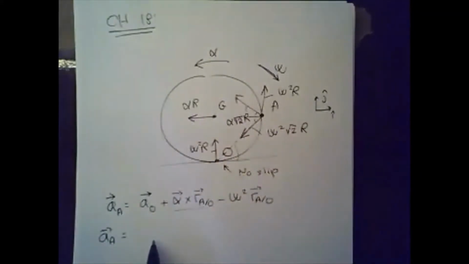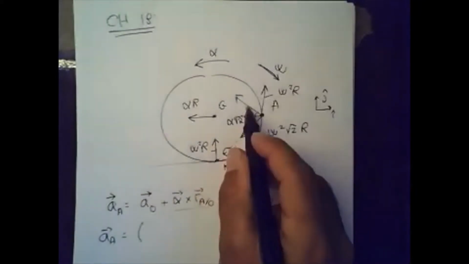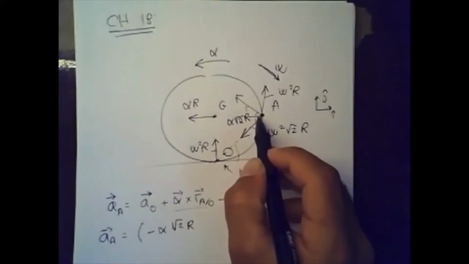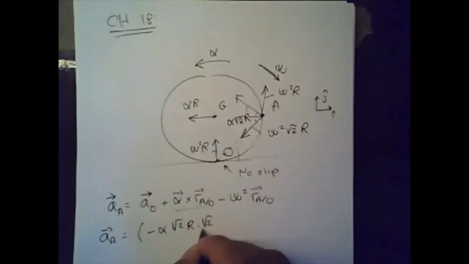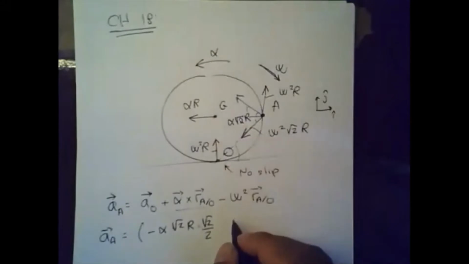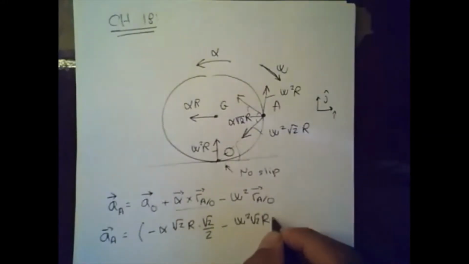So the acceleration of point A, starting off in the I direction, I'm going to have minus alpha, the square root of 2r, multiplied by cosine 45, which is basically square root of 2 over 2. And this one is the same thing, so minus omega squared, the square root of 2r cosine 45, which is square root of 2 over 2, and then this is I. So in the I direction, basically all the vectors are pointing in the negative direction.